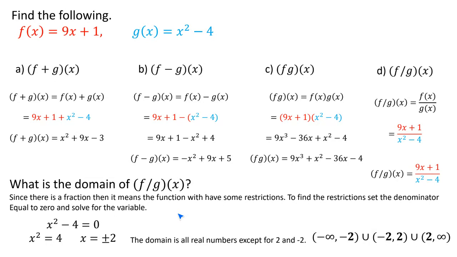The way we would write this is we would say negative infinity to negative 2, union negative 2 to 2, and then union 2 to infinity. So this is the domain. This is all the numbers that we can use except for positive 2 and negative 2.